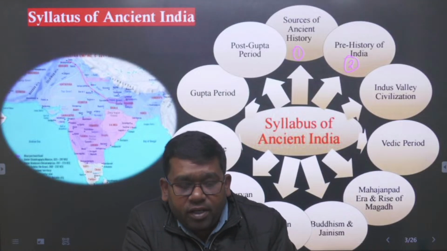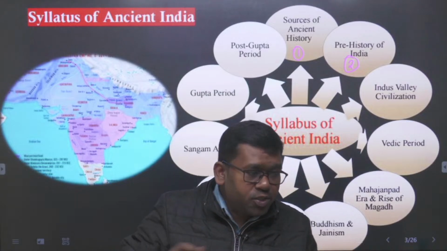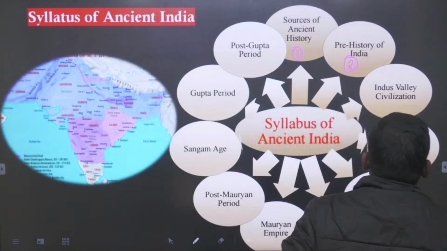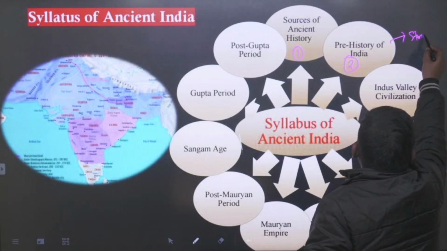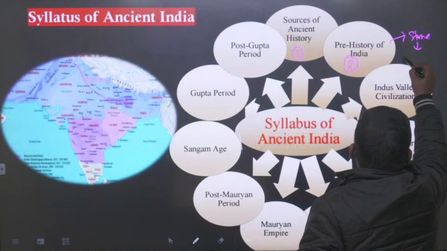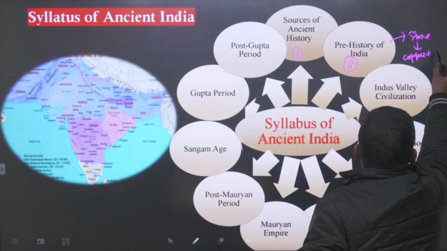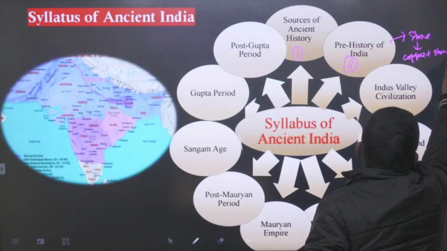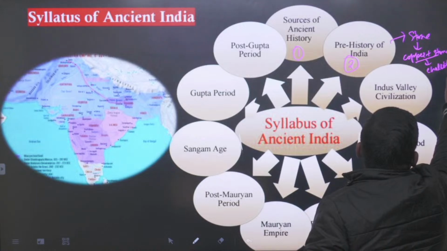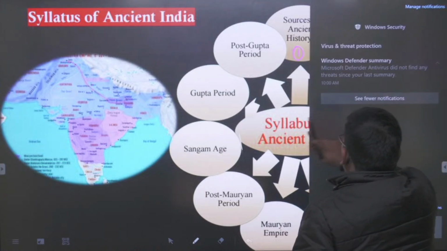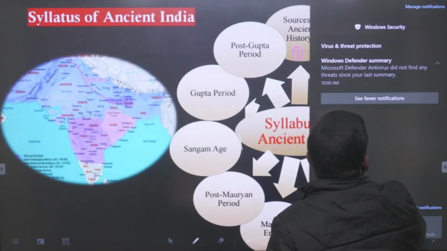In the prehistory of India, the people were only dependent on stone. When the people were dependent on stone, they shifted from stone to copper, and copper plus stone is known as the Chalcolithic period.